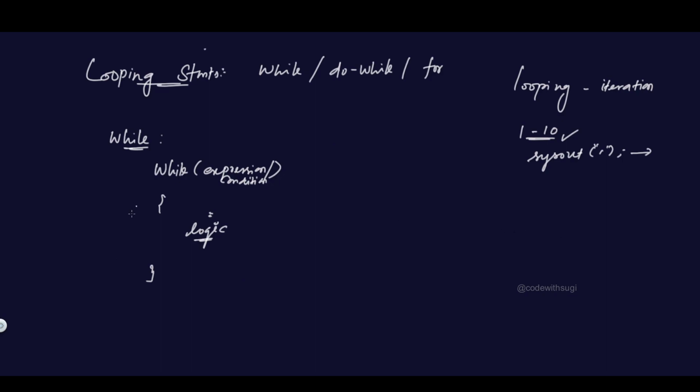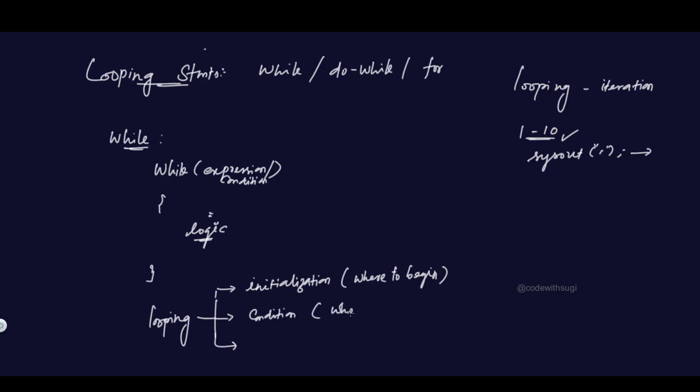But before we get into the example, in the while loop or in any of the looping statements, you have to consider three things. The very first one is initialization. This initialization talks about where to begin. Then the next one is condition checking. The condition talks about where to stop. The last one is increment or decrement. This talks about how to increase or decrease the value, that means how to increase the value for each and every iteration. That's what this increment is going to do.